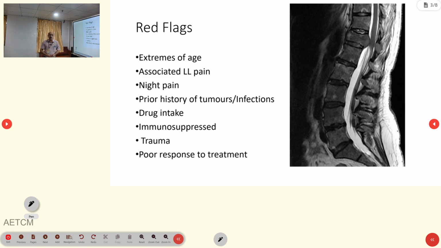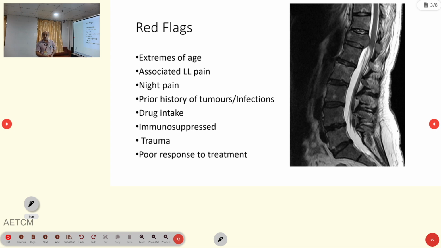So many of our back pains are usually mechanical or postural, and it does not really need immediate investigations. Many of them will get better with some simple measures like analgesics and rest. But there are times when you really want to start investigating immediately, and those are the red flags. So these are the conditions where you wouldn't really want to wait. You will start investigating immediately.